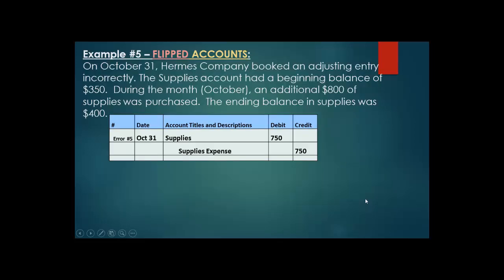Finally, our last example is when you flip accounts. And I'd like to say that nobody ever does this in practice, but in fact, occasionally we flip accounts. So similar problem, supplies. I'm using slightly different numbers. October 31st, Hermes Company booked an adjusting entry. The supplies account had a beginning balance of $350. During the month, an additional $800 of supplies was purchased, and the ending balance in supplies was $400. All right.